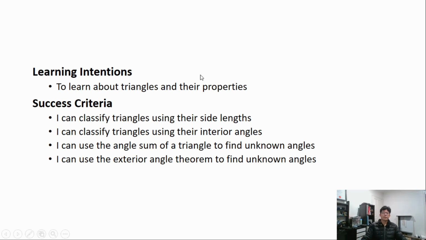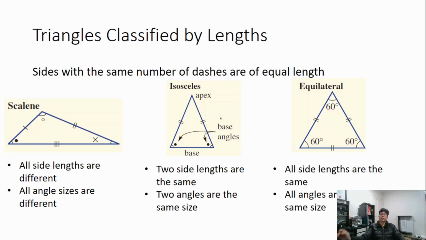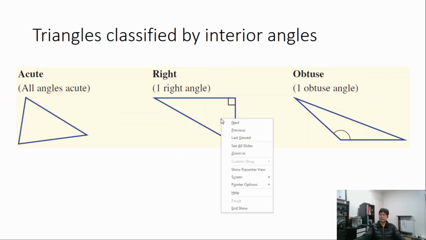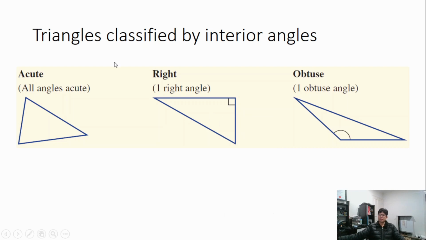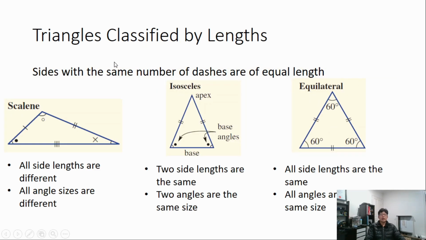Alright, so let's start off with the first success criteria, and that's to be able to classify triangles using their side lengths. If you look on this slide, we have the different triangles classified by their side lengths. A key point here is that sides with the same number of dashes are of equal length. So don't get confused with parallel lines. These are arrows. Sorry for the horrible parallel lines. Don't get confused with the arrows and dashes, as they mean different things.